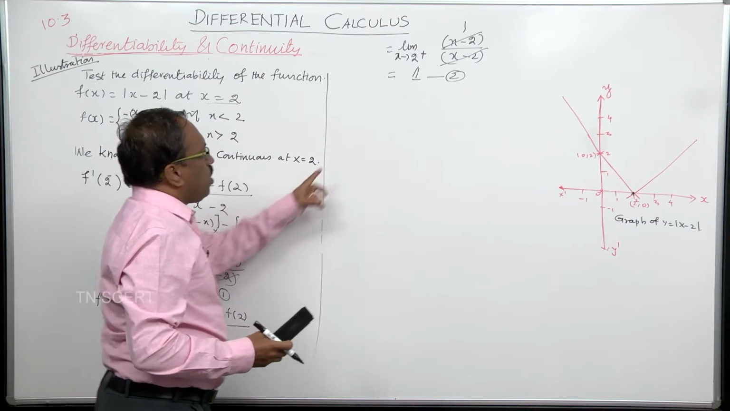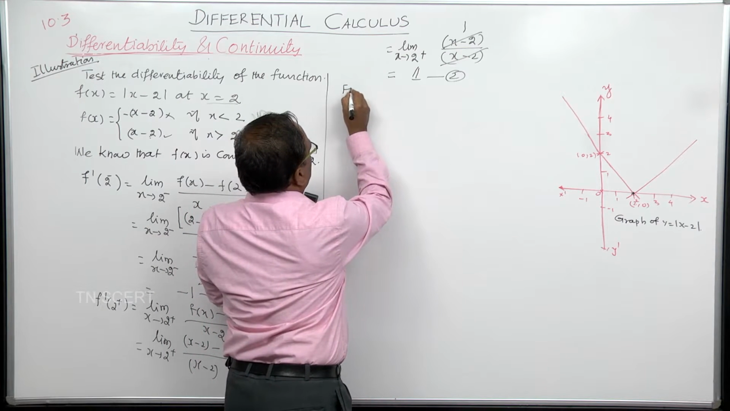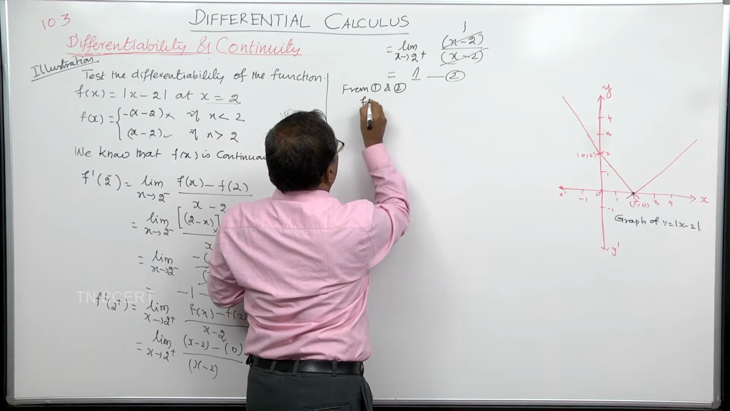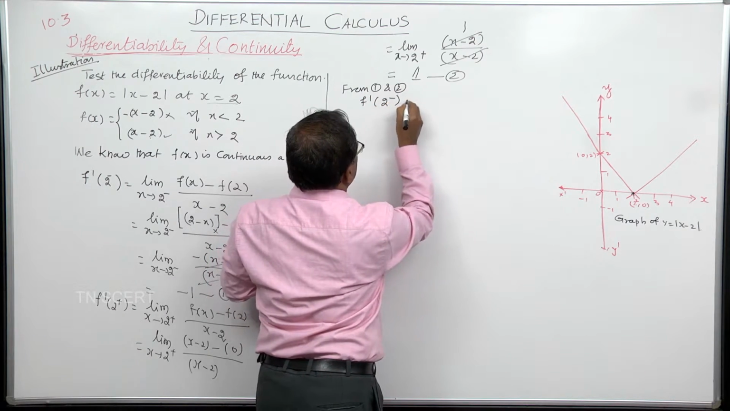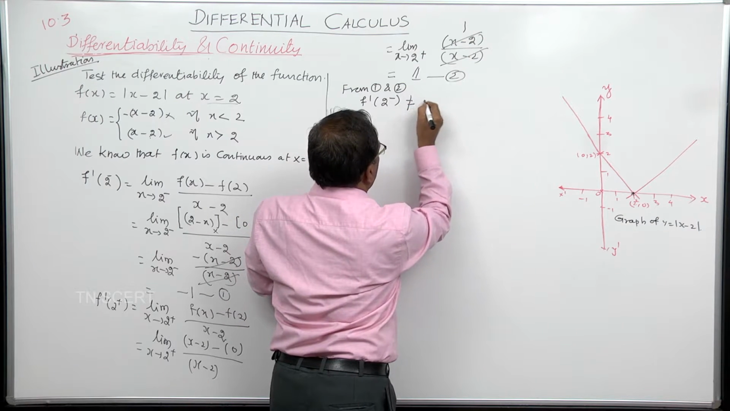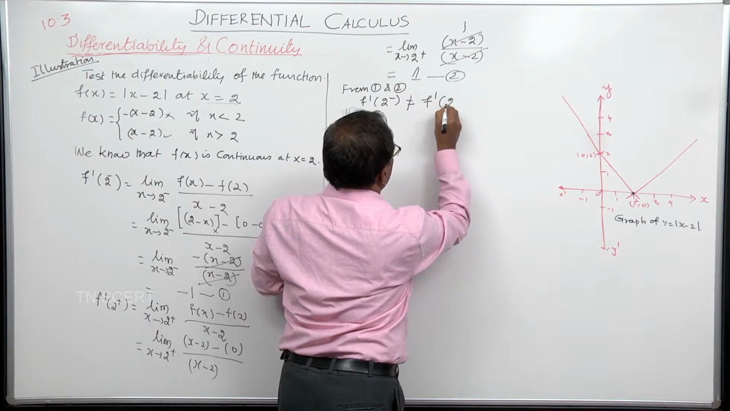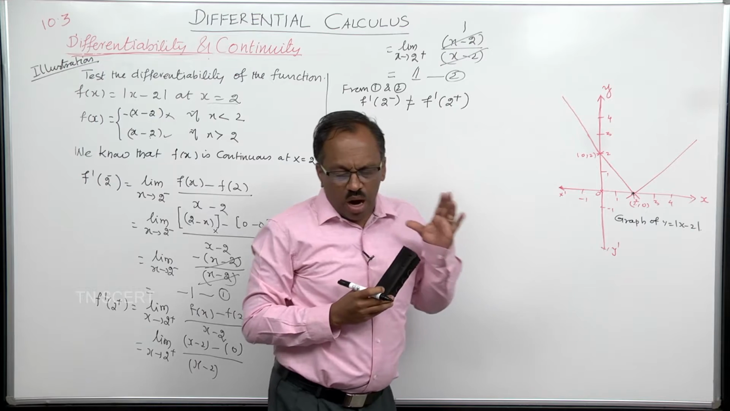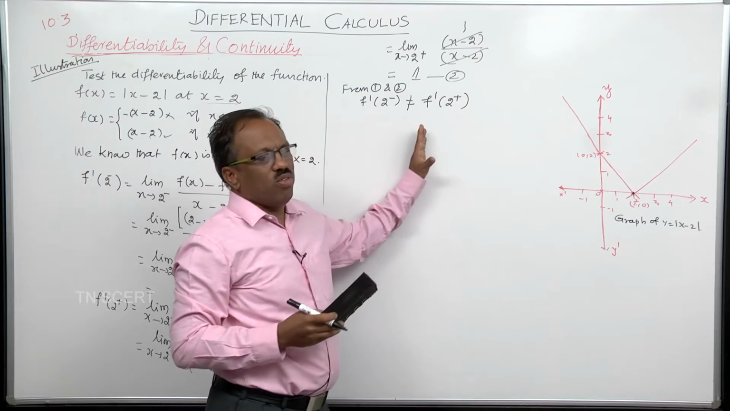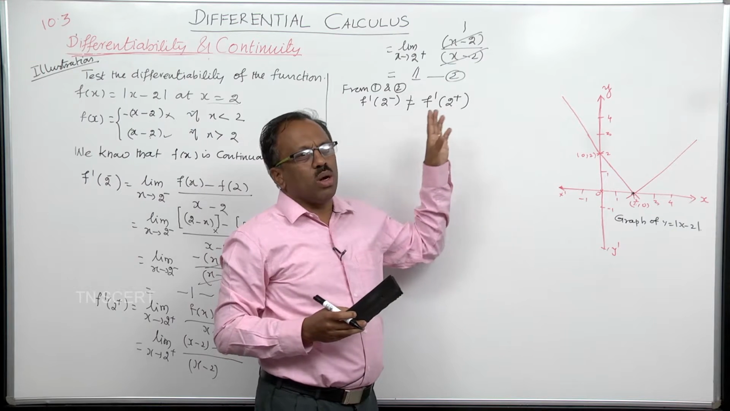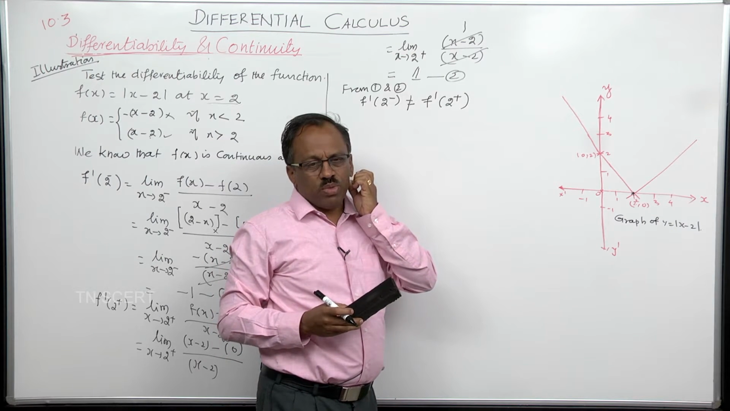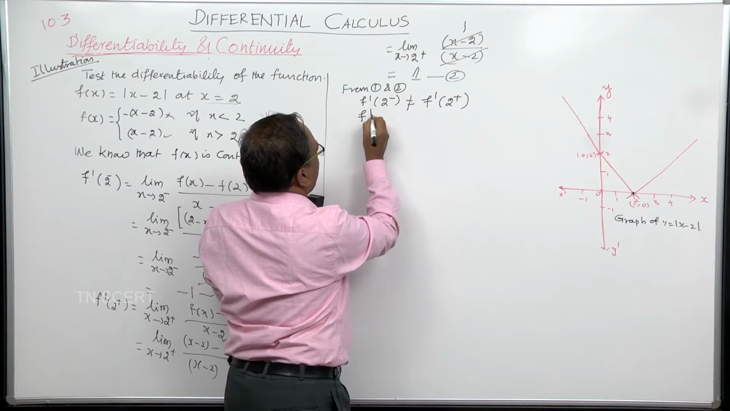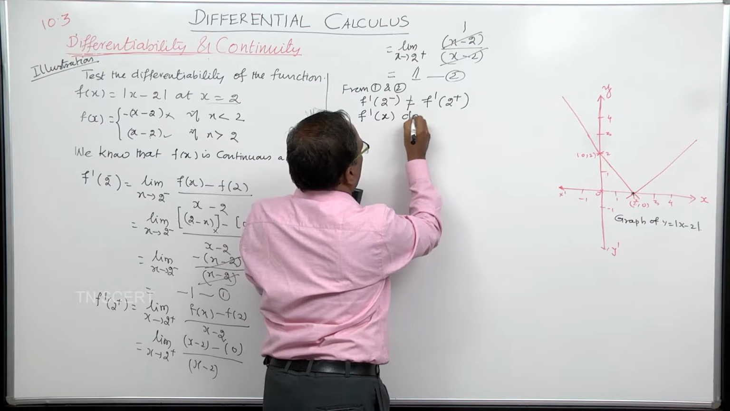Remember, see 1 and 2 here. From 1 and 2, what can you see? From 1 and 2, f dash of 2 minus is not equal to f dash of 2 plus. So what you understand here is that they are not equal. First of all, f dash of 2 minus is not equal to f dash of 2 plus. That means f dash of x does not exist at x equal to 2.